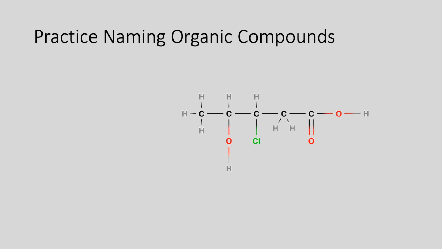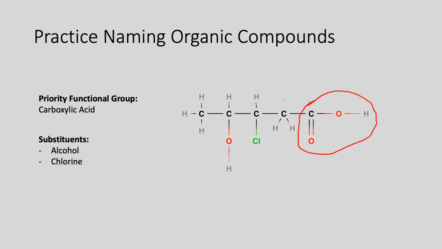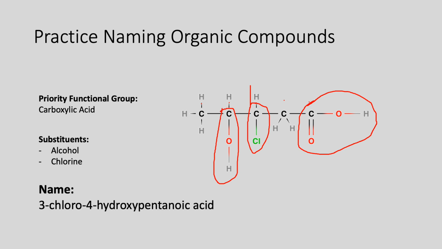We're going to practice naming organic compounds with multiple functional groups with a second example. Once again, we're going to start off by numbering the carbons. So we have 1, 2, 3, 4, 5. Same as the last one. And now we're going to start naming the functional groups. So this is our priority functional group. We have a carboxylic acid. And as our substituents, we have a chlorine, and we have an alcohol. With this information, we know to name this compound 3-chloro-4-hydroxypentaenoic acid.